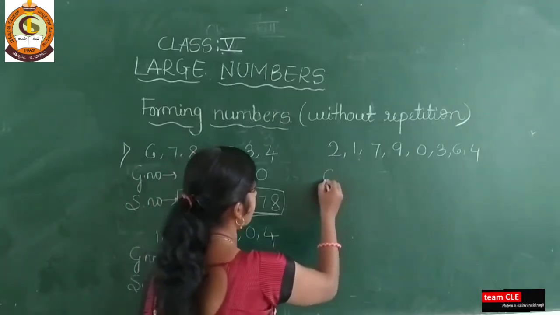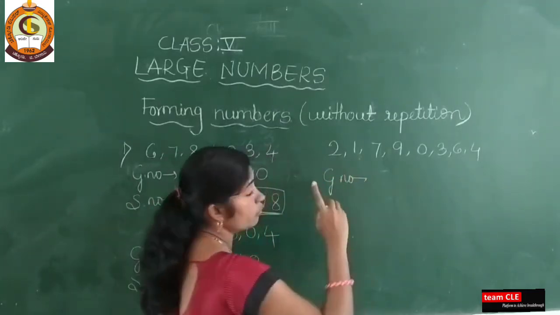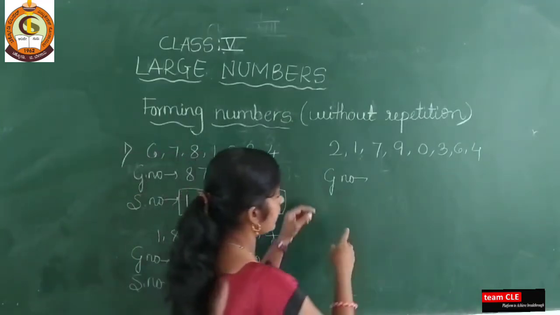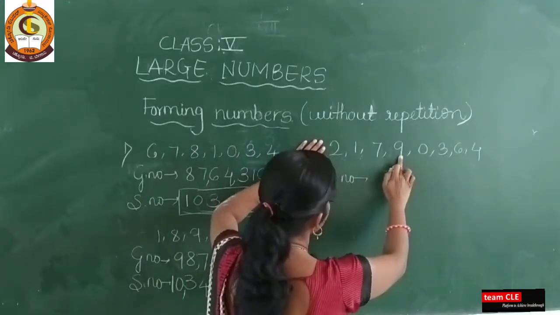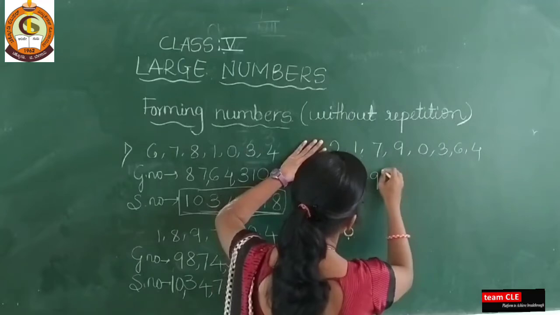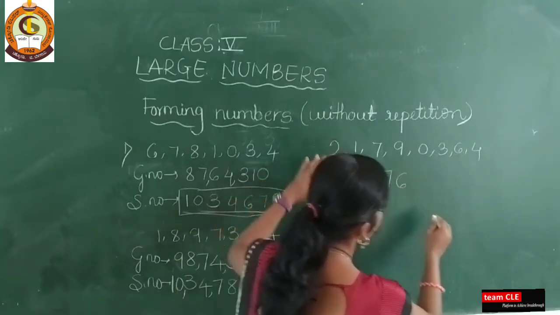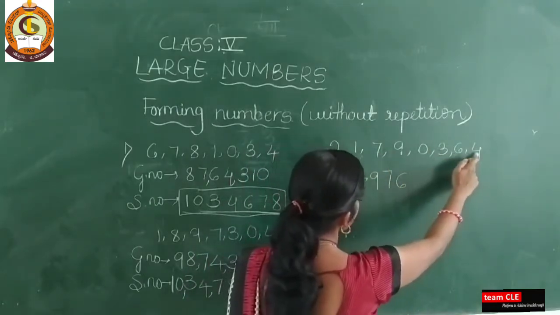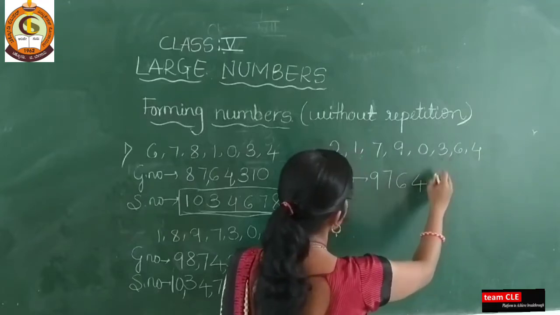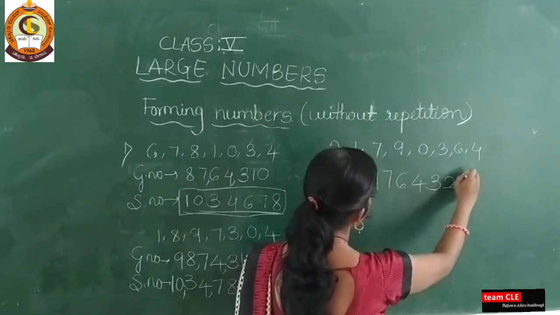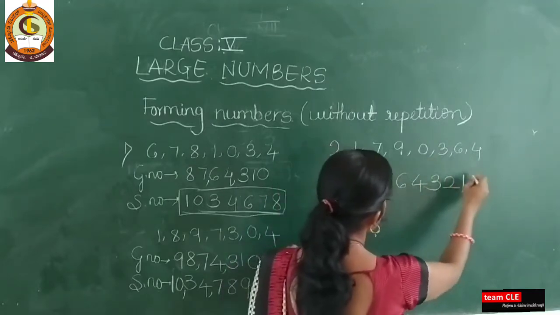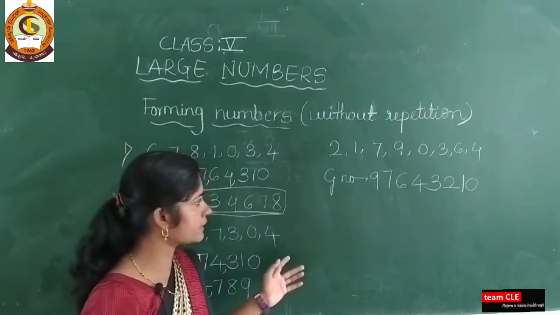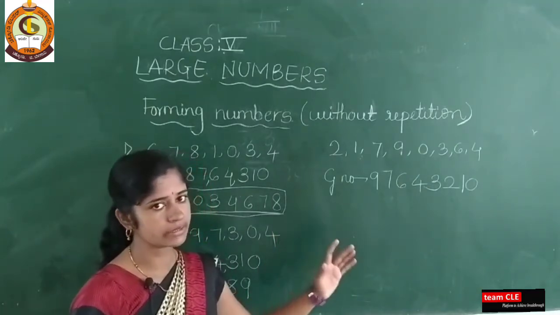Here also form the greatest number. See here the question says without repetition, meaning a single digit should not be repeated. So take the greatest number: 9, next 7, after that 6. Yes, 9, 7, 6. Next what is there here? 4. Yes, 4 is there. Next 3, next 2, 1. 9, 7, 6, 4, 3, and the last digit 0. When you are writing the greatest number, the rule will not change. As usual, you start with the greater number.